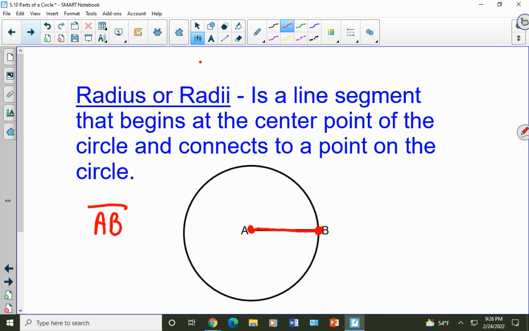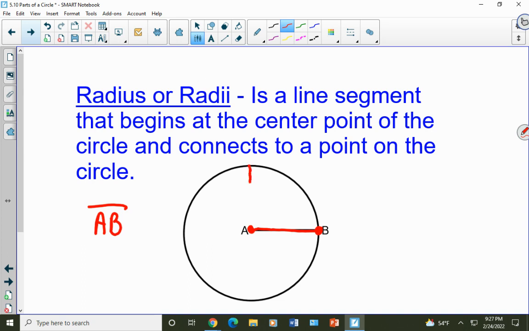Now, why do I have the word radii here? Well, when you talk about the plural for the word radius, this is the plural form, radii. Just like the plural for cactus would be cacti. Octopus would be octopi. The US ending, a lot of times the plural will be the double I. So, more than one radius.